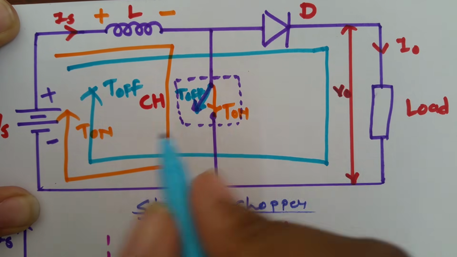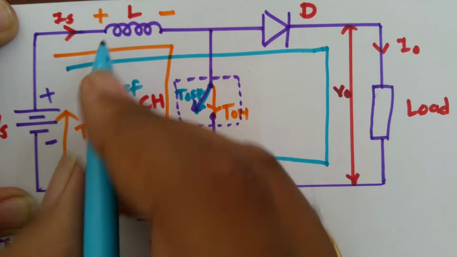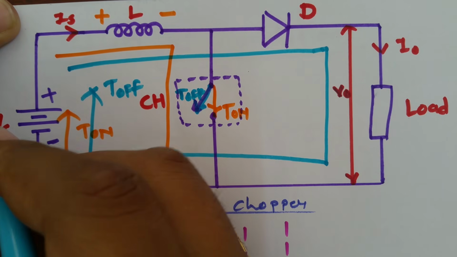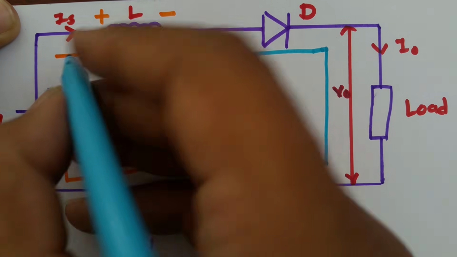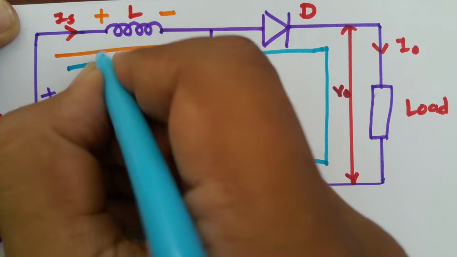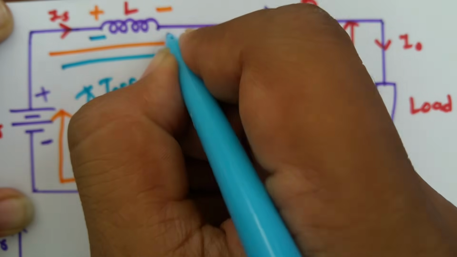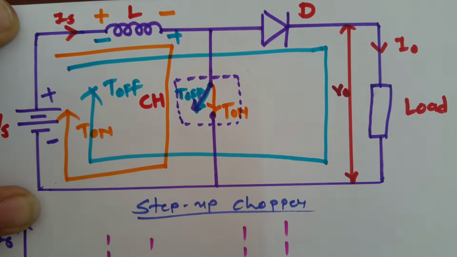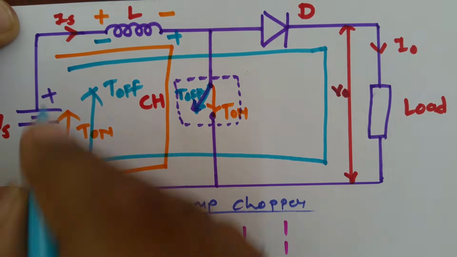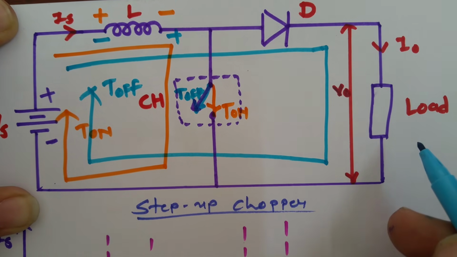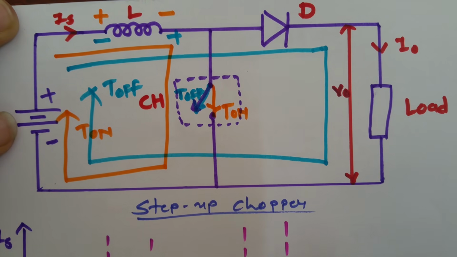And when this switch is off, at that time inductor is releasing energy towards load as well as Vs is giving energy towards load. So now inductor's polarity will get reversed. Now it will be minus and plus like this. And that is how it is releasing energy through this diode, and it will appear to the load.